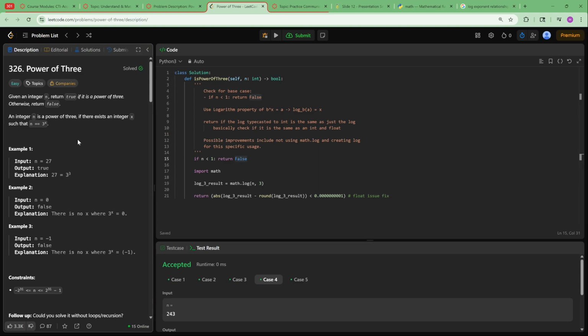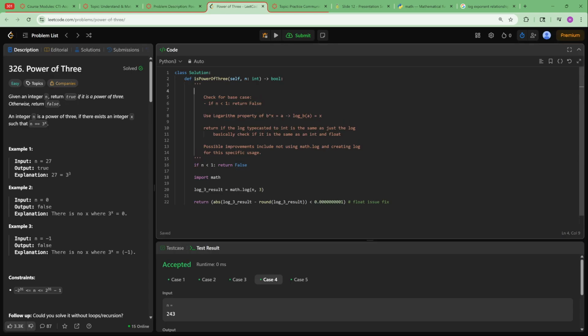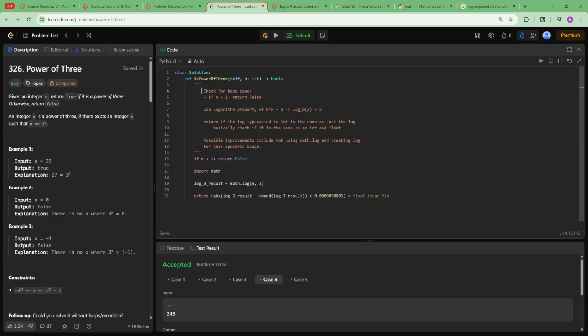So we're given an integer n, and we're supposed to return true if it is a power of 3 or false otherwise. So power of 3 specifically means, let me type it right here. It's not talking about x to the power of 3, it's talking about 3 to the power of x. So this is an exponential function. It's not a cubic function.